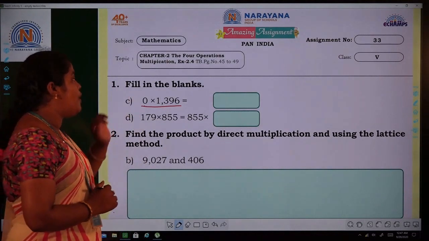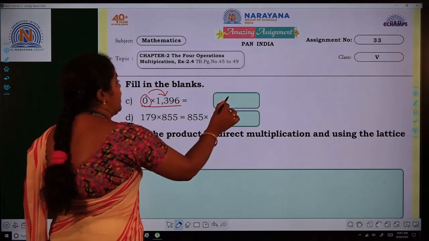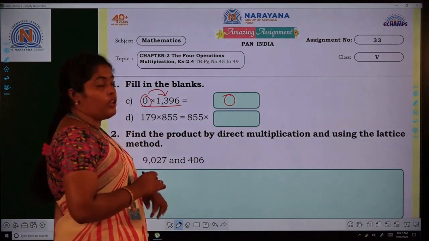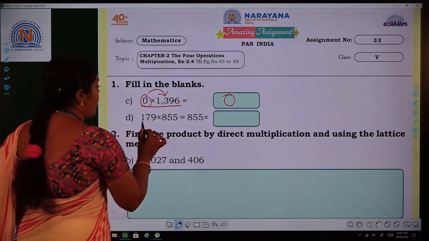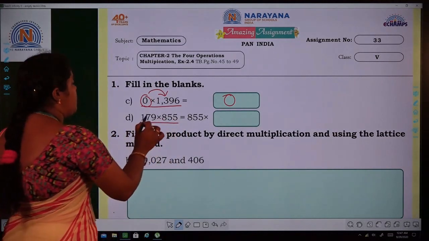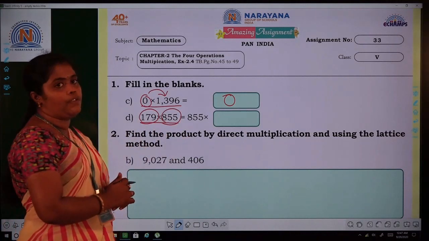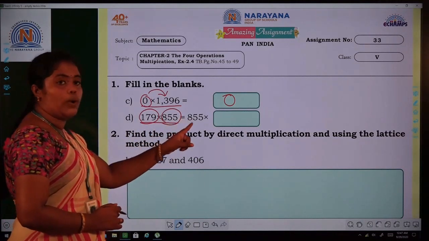1396. You know very well, you can multiply 0 with any number. We get the product is 0. Next, moving on to second number. 178 multiplied with 855. Here the multiplicand is 179 and multiplier is 855 is equal to the given.